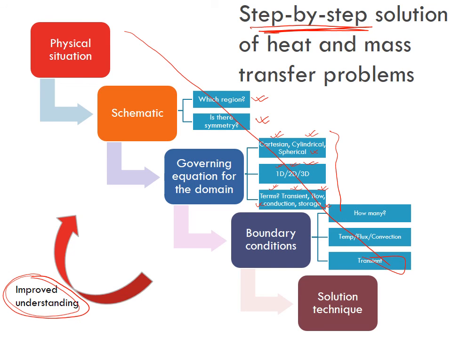Likewise, for boundary conditions, you decide how many you need. Do I need the temperature, that's type 1, flux, that's type 2, or type 3 convection? Or is the problem transient, so we need an initial condition. Finally, we decide which way I am going to solve the equation. There are two general ways of solving: analytical and numerical. In this class, we're only going to do simple analytical solutions, and we will not do numerical solutions.